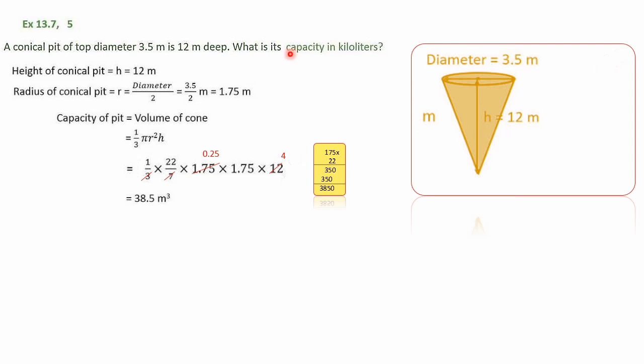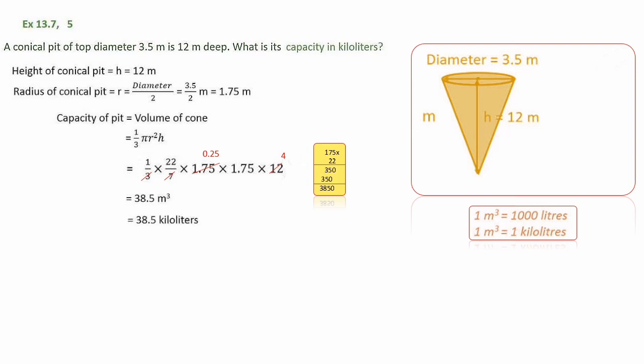But here we are asked to convert the unit into kiloliters. So as we know that 1 meter cube is 1000 liters. That means 1 meter cube is same as 1000 liter. We can call it as 1 kiloliter. Means simply 1 cubic meter and 1 kiloliter both are same only. So here in meter cube, just simply change this meter cube to kiloliters, because both are same.